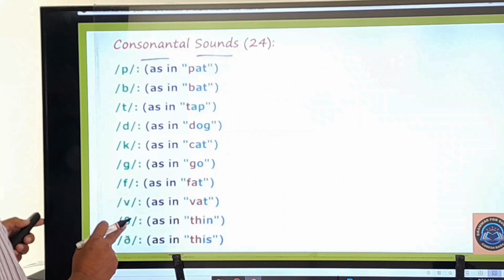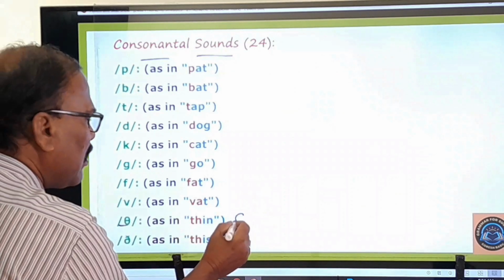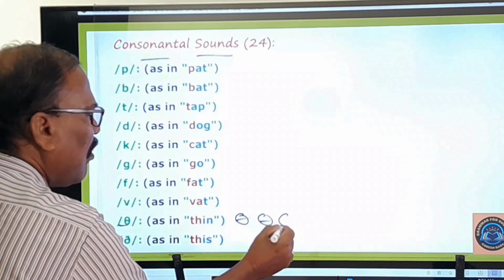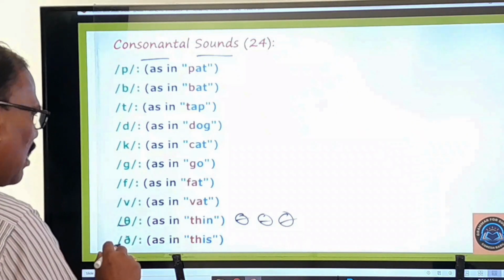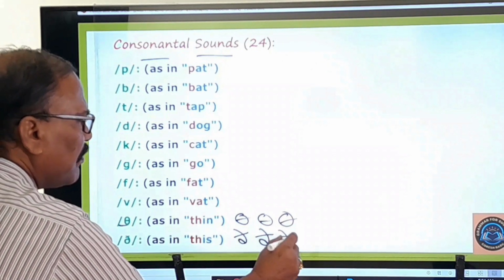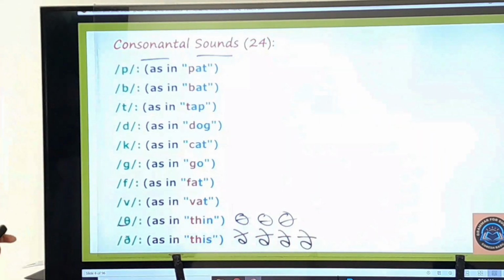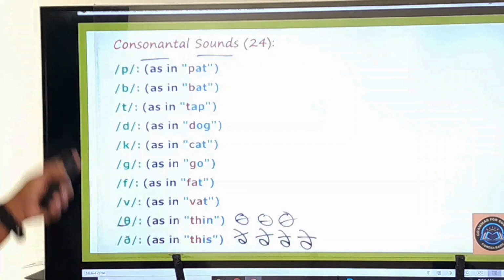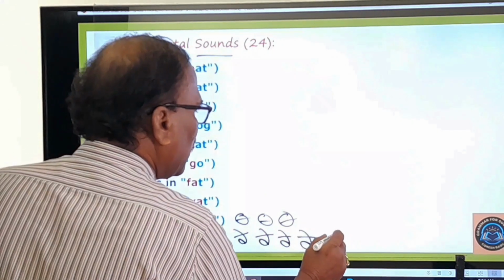This is the tha sound. Thin, tha. This is thin, okay? Thin, okay? This is da sound. Da is always like this. Very simple. You practice all these phonetic symbols. So, da, that.